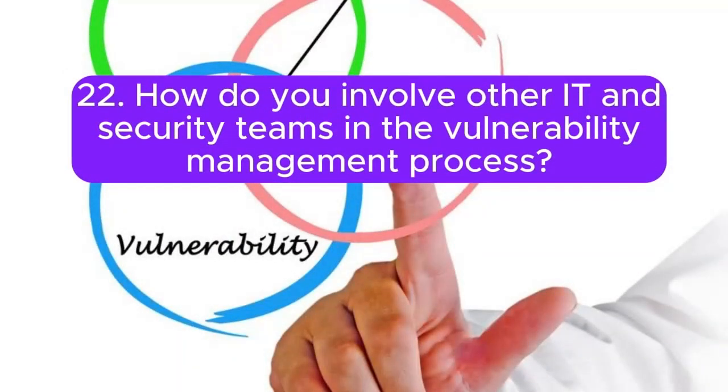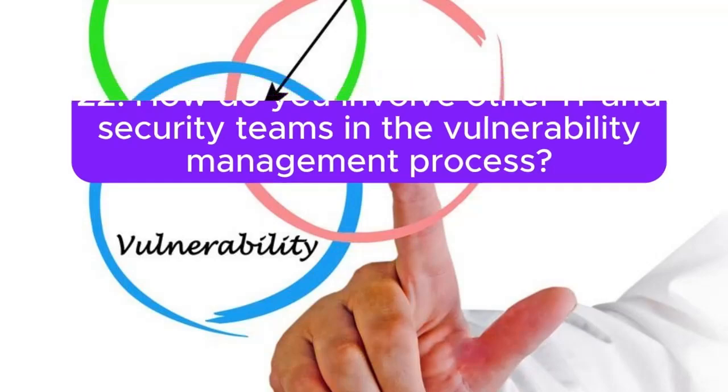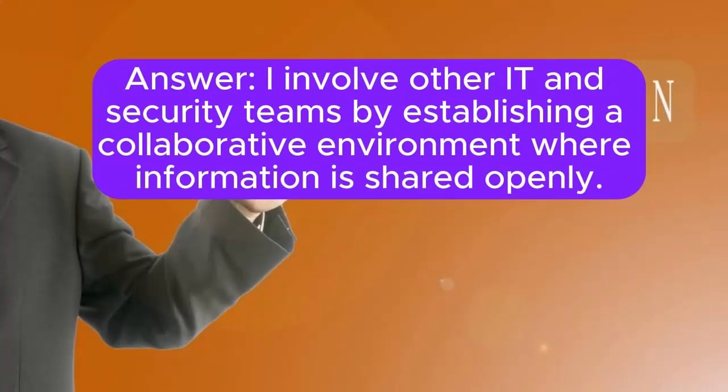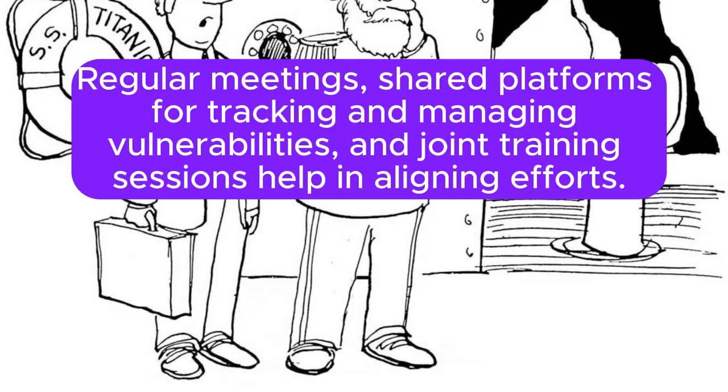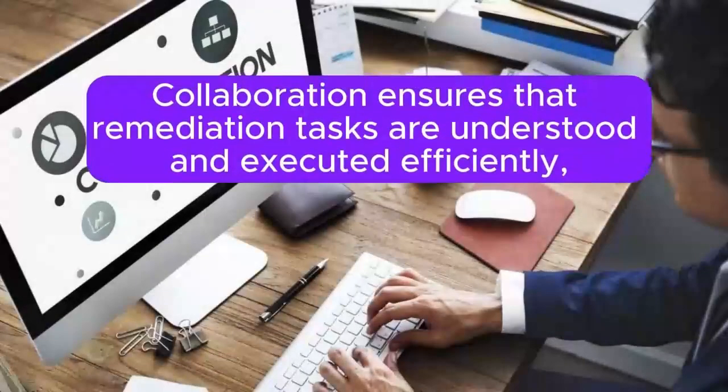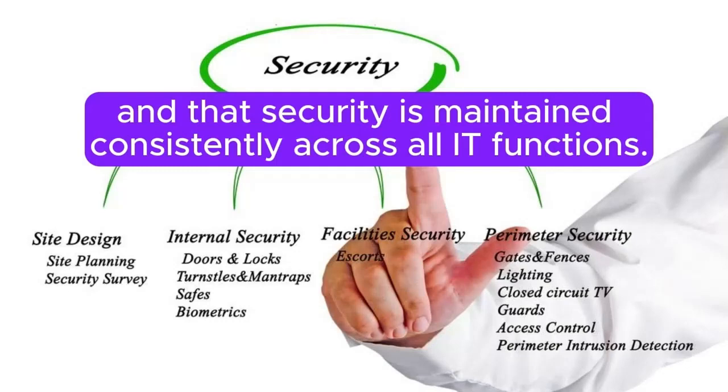22. How do you involve other IT and security teams in the vulnerability management process? Answer: I involve other IT and security teams by establishing a collaborative environment where information is shared openly. Regular meetings, shared platforms for tracking and managing vulnerabilities, and joint training sessions help in aligning efforts. Collaboration ensures that remediation tasks are understood and executed efficiently, and that security is maintained consistently across all IT functions.